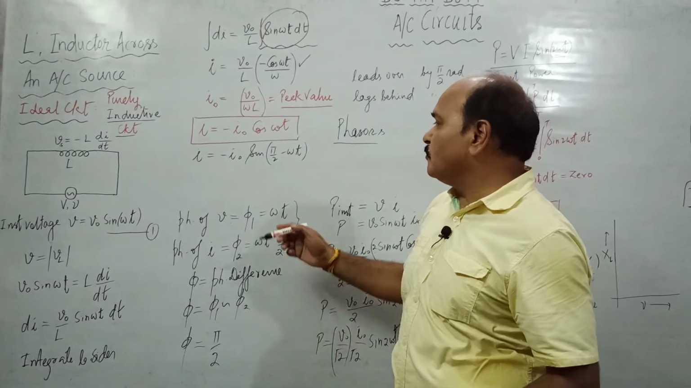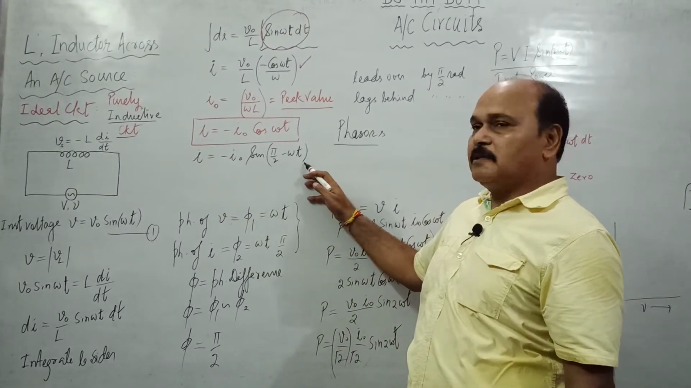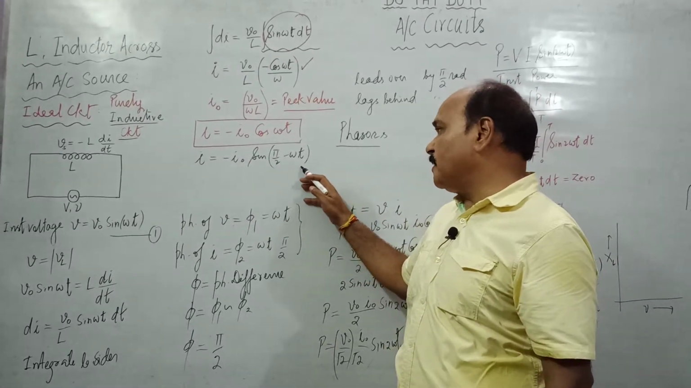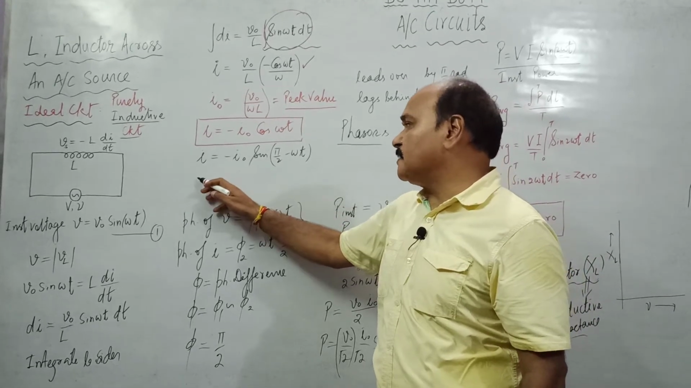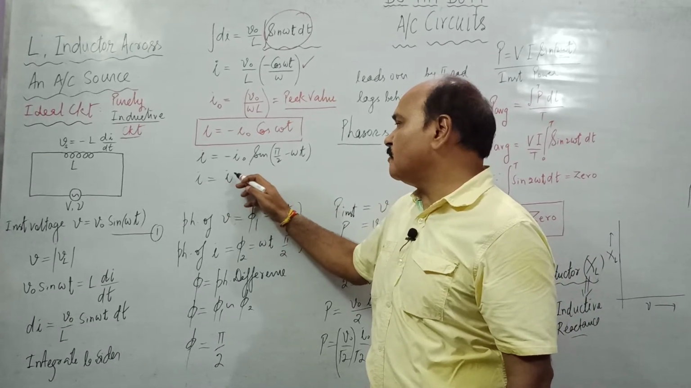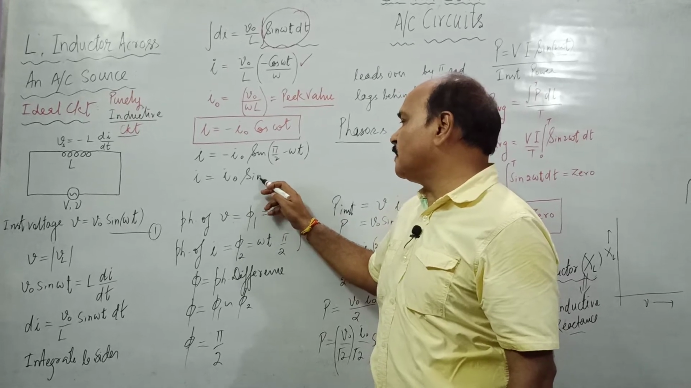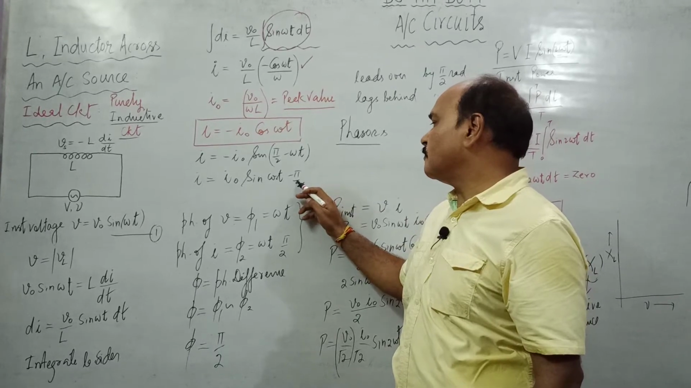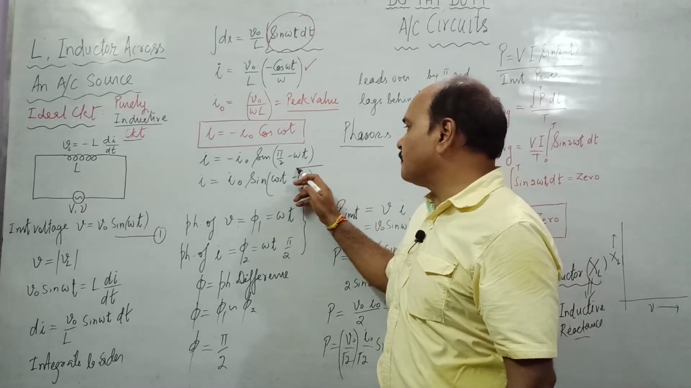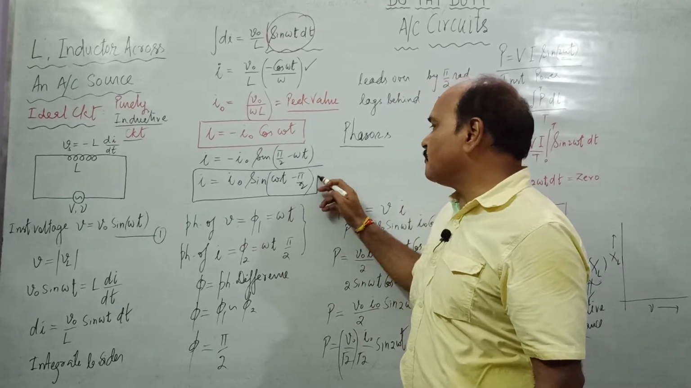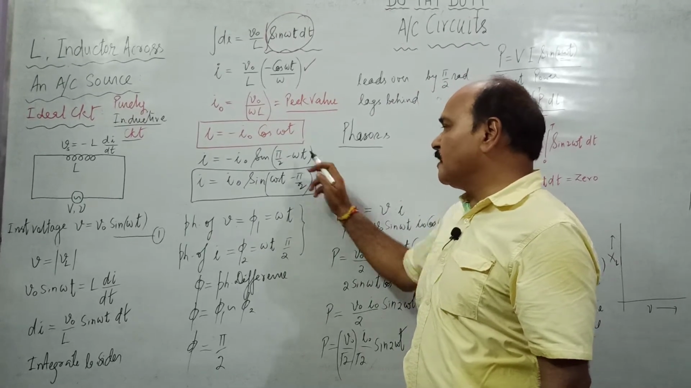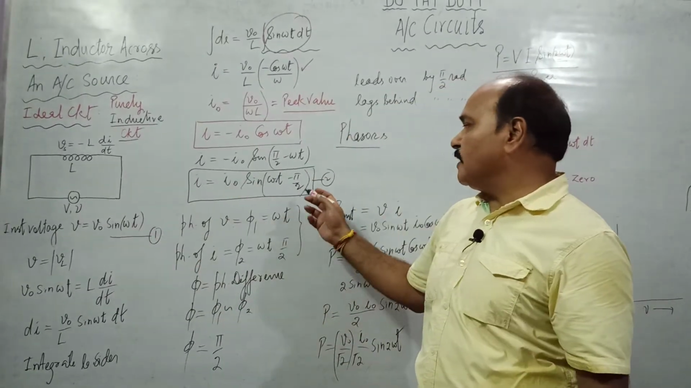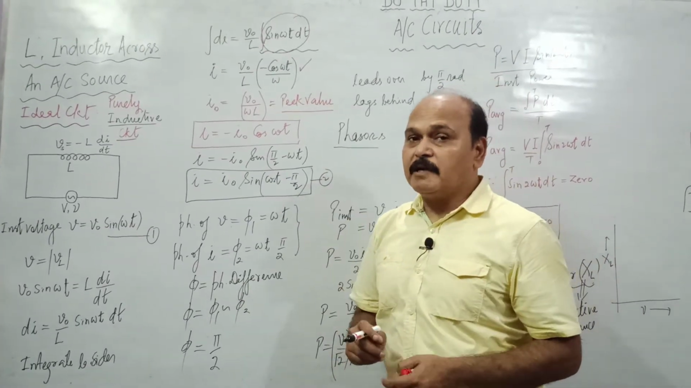So what we can do is, we can take minus common from here and take that minus outside, and that minus taken common will cancel out with this minus, and what do we get? We get I is equal to I naught sine of omega t minus pi by 2. So this is the expression for current in terms of sine function. This is the instantaneous value of current. So from the instantaneous value of voltage, we have found the instantaneous value of current across the inductor.